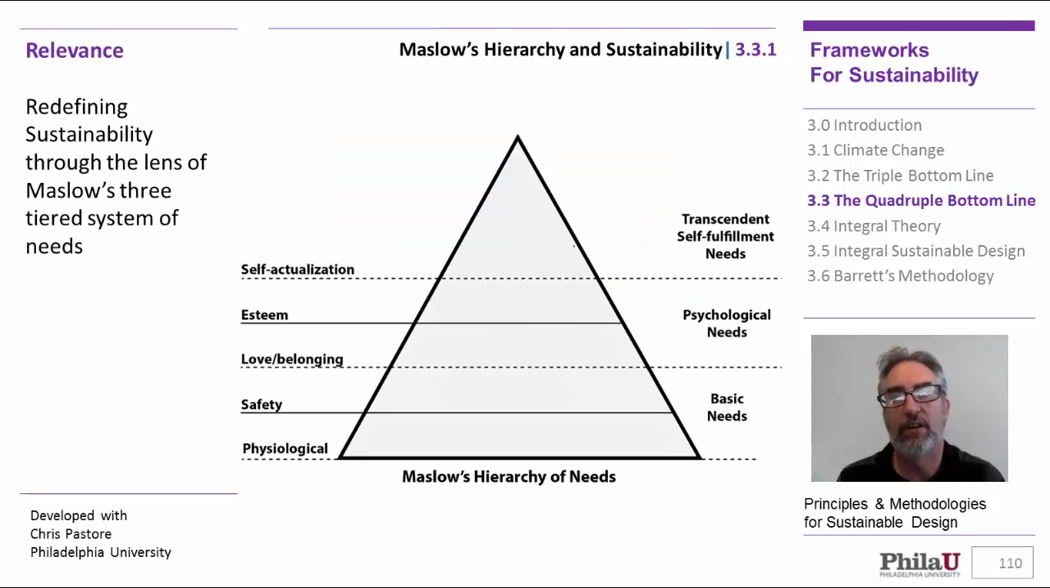So this is Abraham Maslow's hierarchy of needs, which is a pretty well recognized and well received framework for understanding human motivations and human needs in a pyramid relationship here. I should say before I start that this was an idea that was developed by myself and Dr. Chris Pastor here at Philadelphia University a number of years ago, when we were really trying to grapple with sustainability, trying to understand what it really means. And this chart has been very helpful for us.